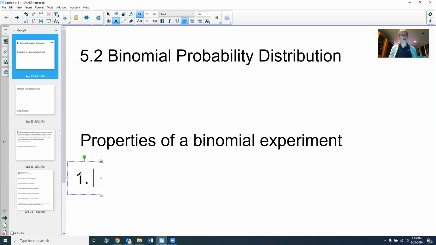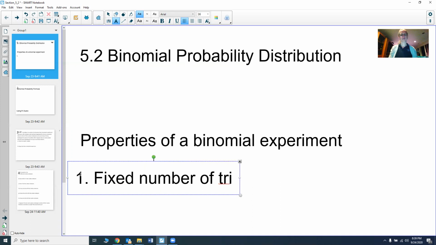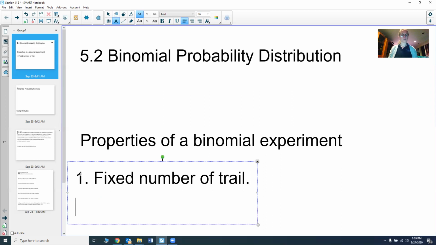And the first property is that you have a fixed number of trials. A trial is how often you repeat the experiment. So if you repeat the experiment 10 times, then that would be your number of trials. So let's say you're flipping a coin, you flip that coin 100 times, then you'd have 100 trials. The reason we say a fixed number is you don't just say, I'm going to flip the coin till I get a head, because that's not a fixed number of trials. You actually have to say, I'm going to flip the coin 20 times and count how many heads I get. So that's your first property.